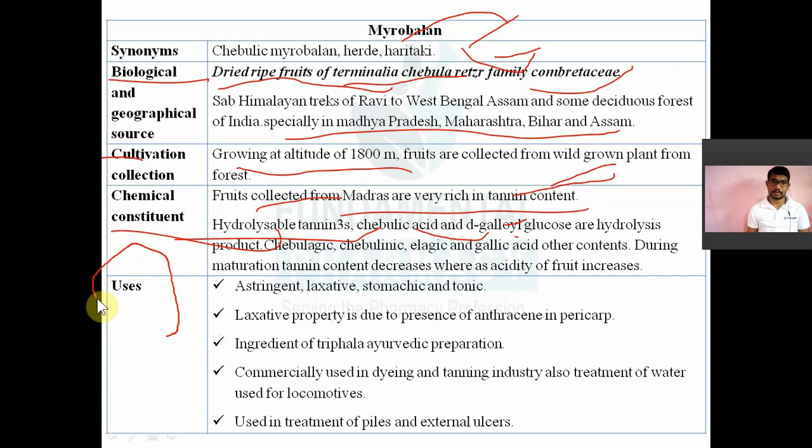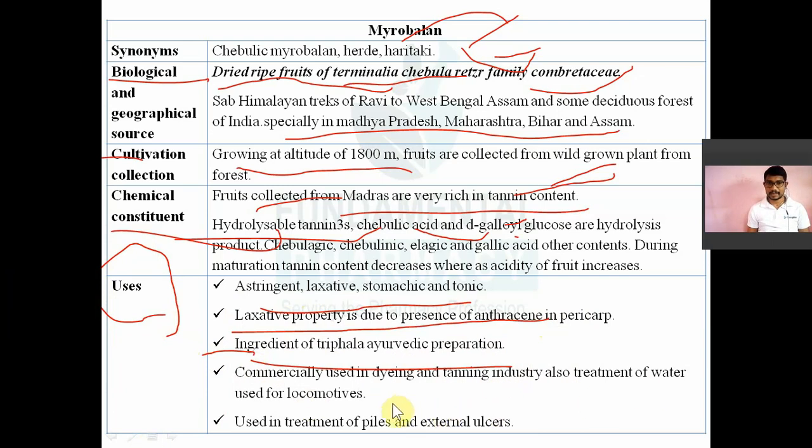So what are the uses of this myrobalan? It is astringent, laxative, and stomachic. The laxative property is due to the anthracene derivatives in the pericarp of the fruit. Fruit makes anthracene derivatives, that's why it is a laxative. Otherwise, tannins are used in diarrhea. It is an ingredient of Triphala in the Ayurvedic profession. Triphala Churna is an ingredient of Triphala.